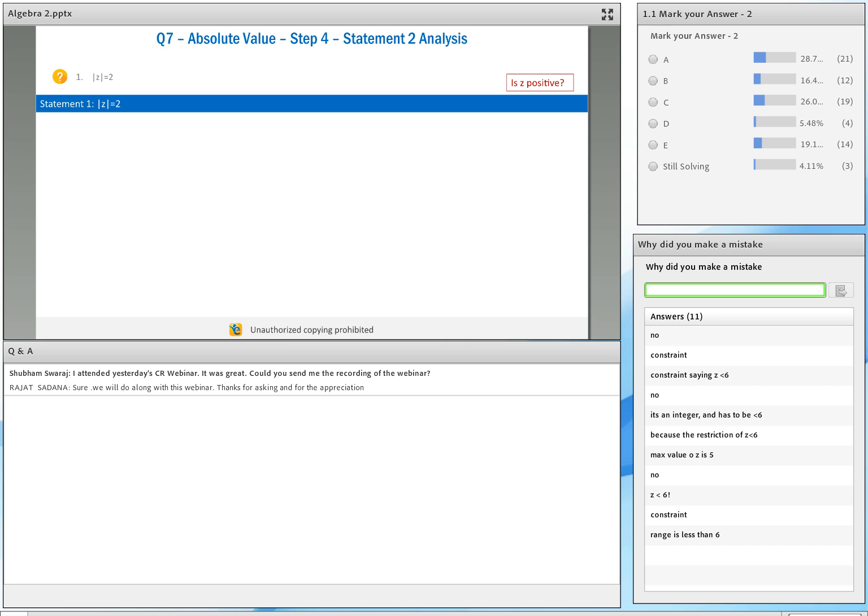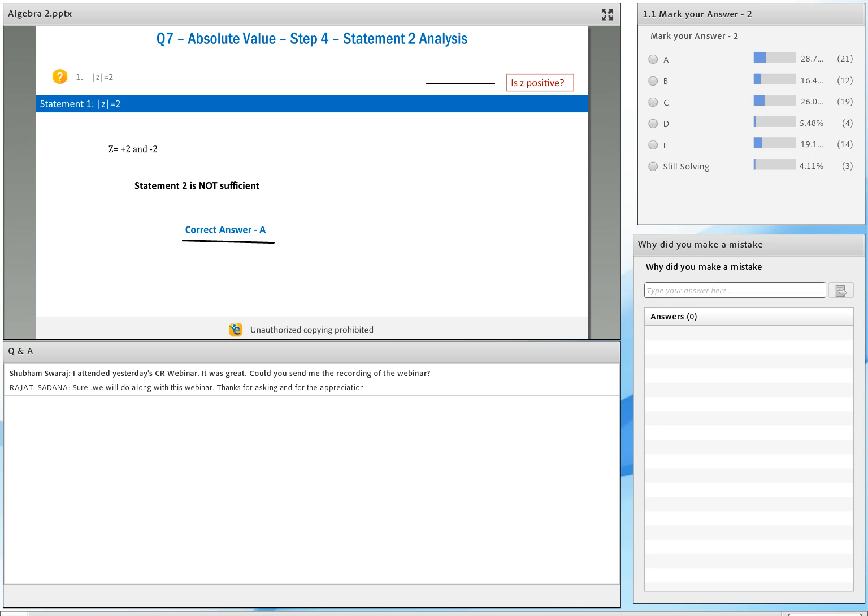Let's look at statement 2 again. Why statement 2 independently? Because either statement could be sufficient. Statement 2 says the absolute value of z is equal to 2, which in other words means z can be plus 2 and minus 2. Since both these values are possible, does this give us a unique answer to the question, is z positive? The answer is no, it doesn't. Hence, the correct answer is choice A, which is only statement 1 is sufficient. Statement 2 is not sufficient.